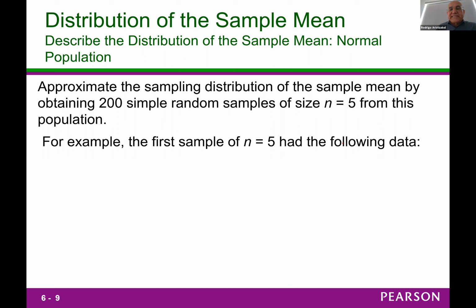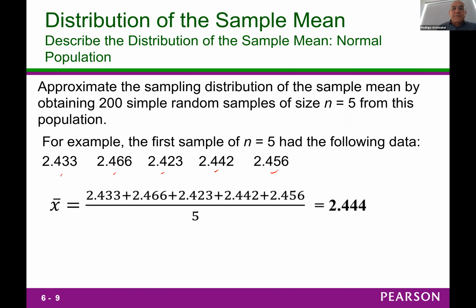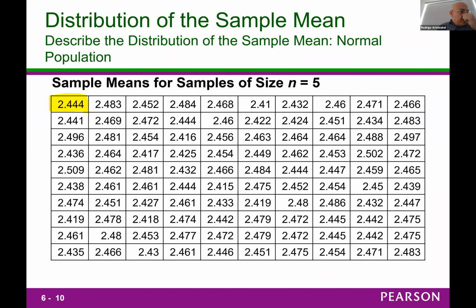When we select the first sample, suppose that this is the first sample, we weigh all pennies. We have 5 pennies: 1, 2, 3, 4, 5. Then the mean of these 5 pennies will be 2.44. We sum all of them and divide by 5. This will be my first sample mean among these 200 samples that we are going to obtain.